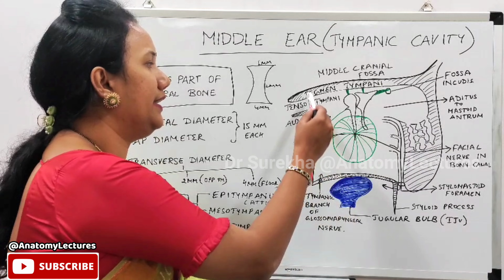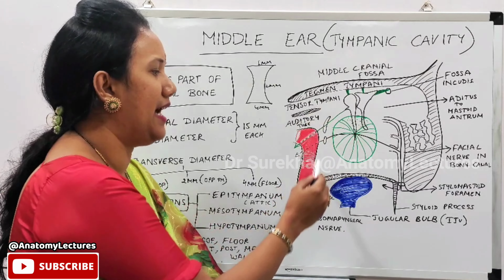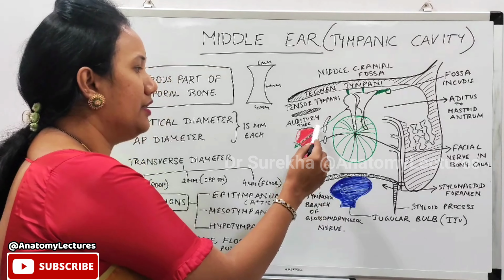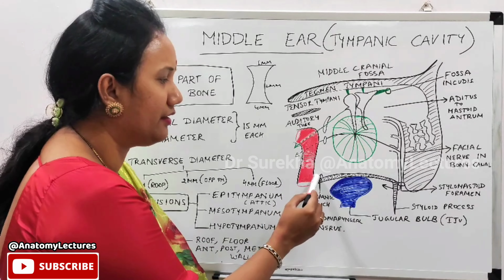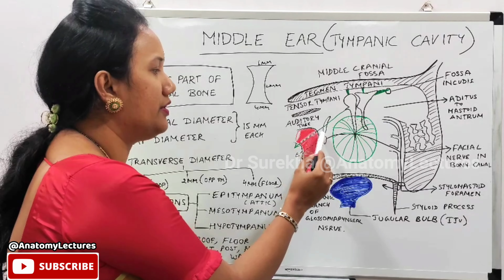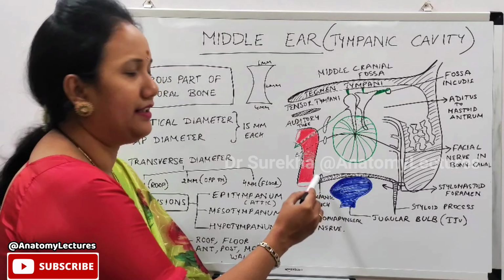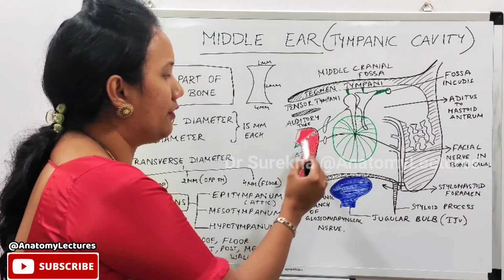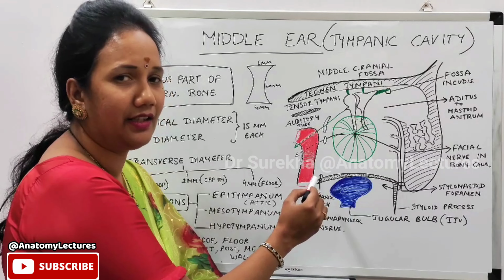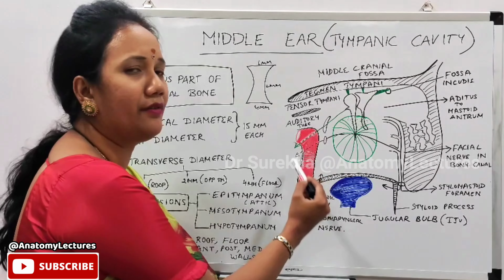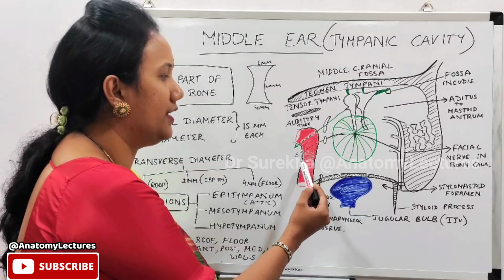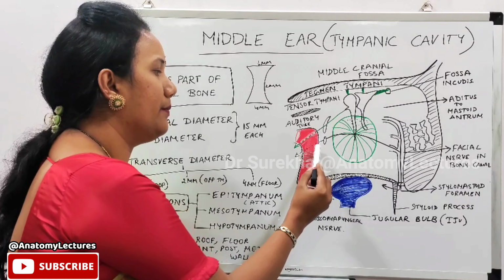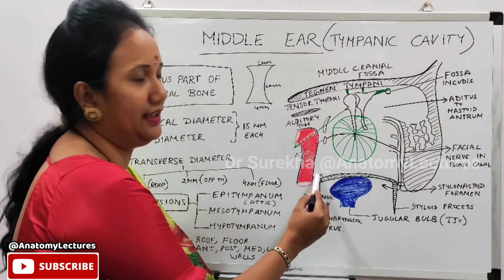Next, let's have a look at the anterior wall. So this is the anterior wall of the middle ear cavity or the tympanic cavity. In the lower half, the anterior wall is formed by the posterior wall of the bony carotid canal. This carotid canal will lodge the internal carotid artery with its surrounding sympathetic plexus of nerves. So the lower part of the anterior wall is formed by the posterior wall of the carotid canal.